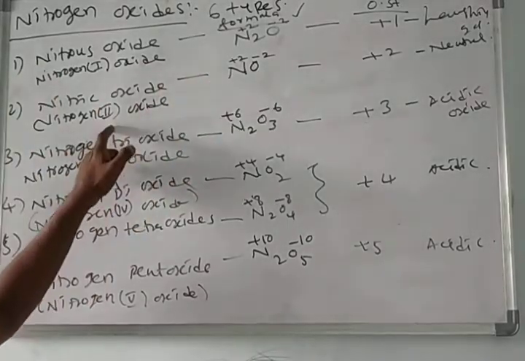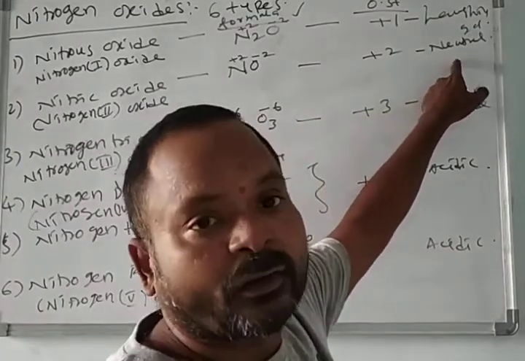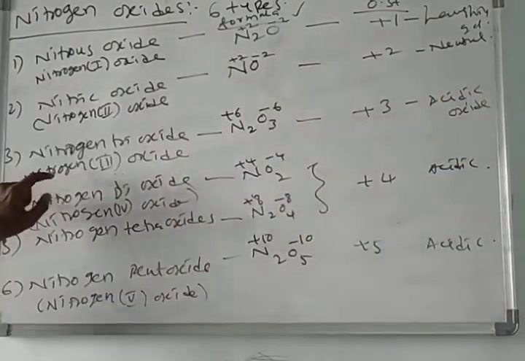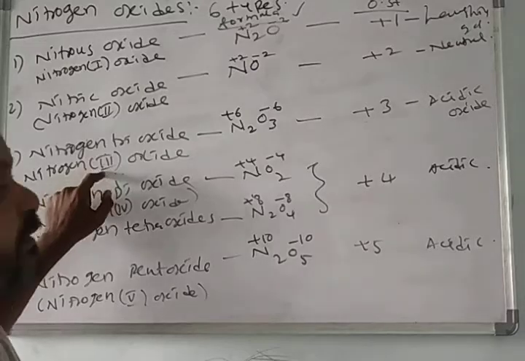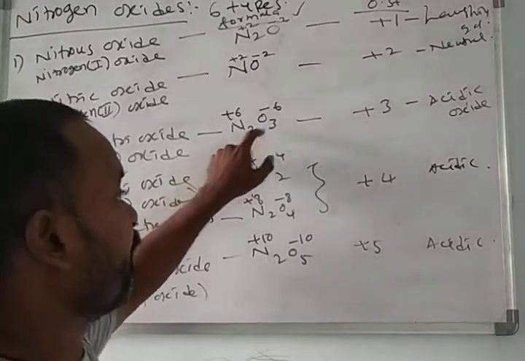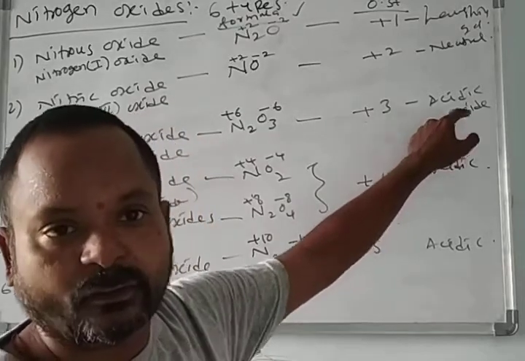Nitric oxide. Here nitrogen 2 oxide. The oxidation number of this one is plus 2. It is also a neutral oxide. Here nitrogen trioxide. It is also called nitrogen 3 oxide, also called nitrogen sesquioxide. N2O3 formula. Oxidation number is plus 3. It is an acidic oxide.